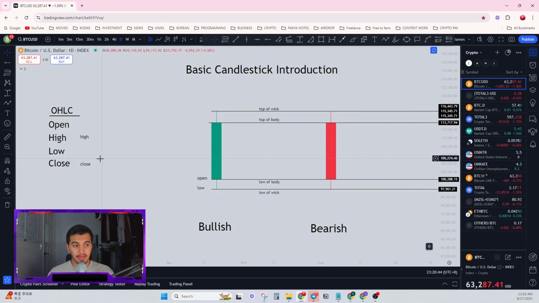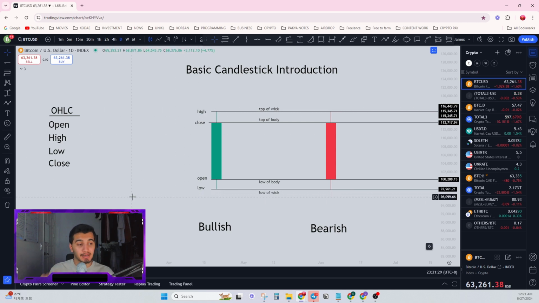Now the top of the body is the close. For any day, for any candle, we have where the price of the certain asset closes and is fixed at that particular time. That is at 113,000. So that's very different from the opening price. Differentiate that. And at the top of the wick, we can see the high for the day. For that particular day, the lowest that price goes is at the low of the wick, and the highest that price goes is at the top of the wick. So that's for the high and low.